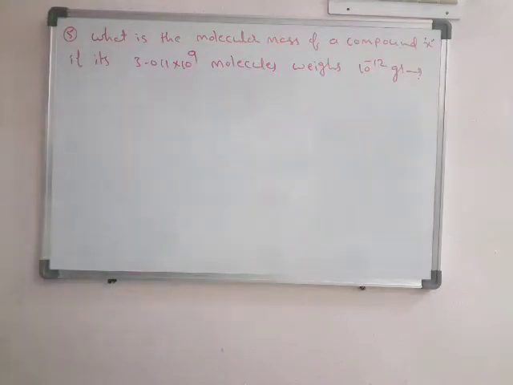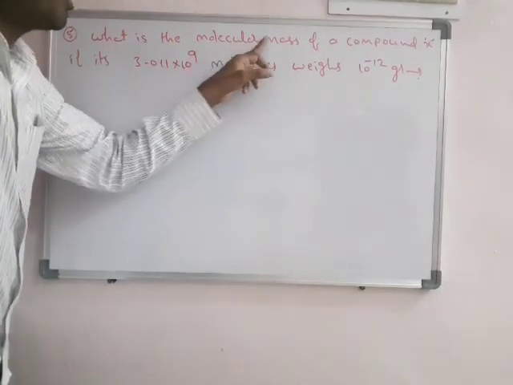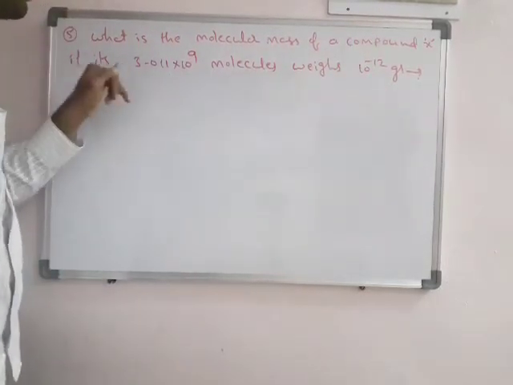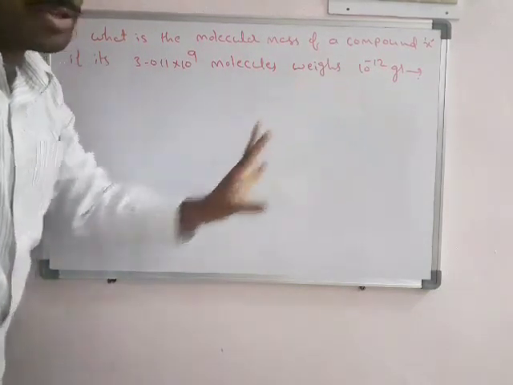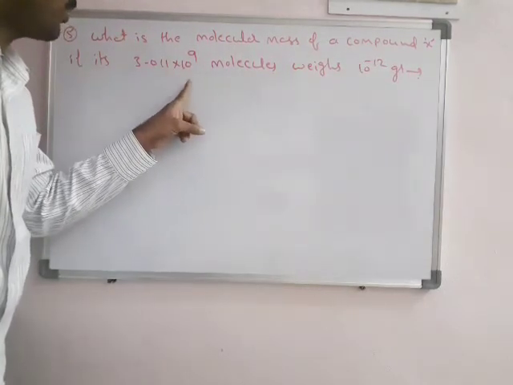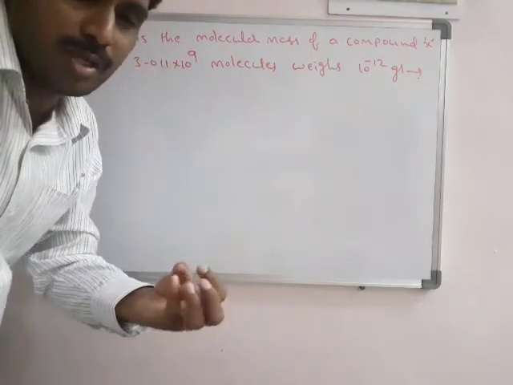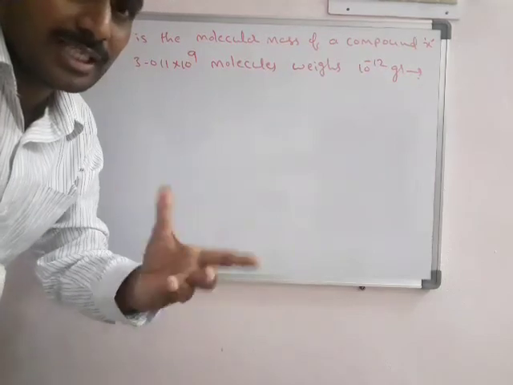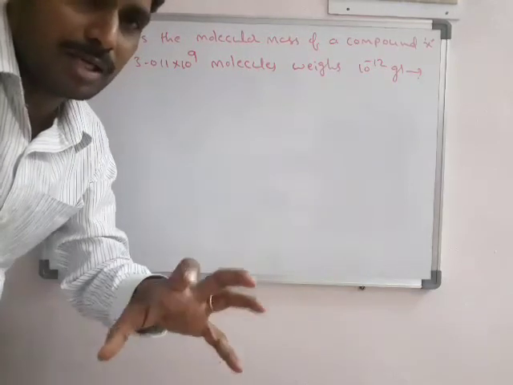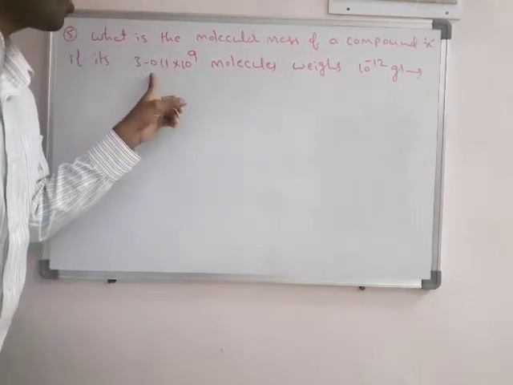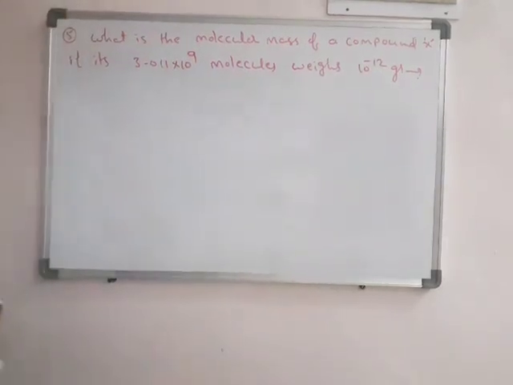There is no general formula for that, so we need to know the concept. What is the molecular mass of a compound X if 3.011 into 10 power 9 molecules are weighing 10 power minus 12 grams? Then what is the molar mass? Molar mass means, what is the definition? The mass of 1 mole of molecules. So we have to calculate the mass of 1 mole of molecules, and that mass will be equal to the molecular mass.